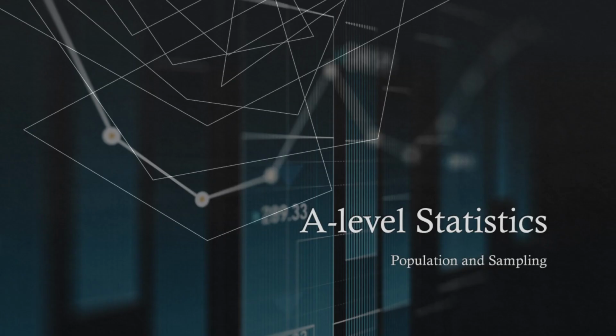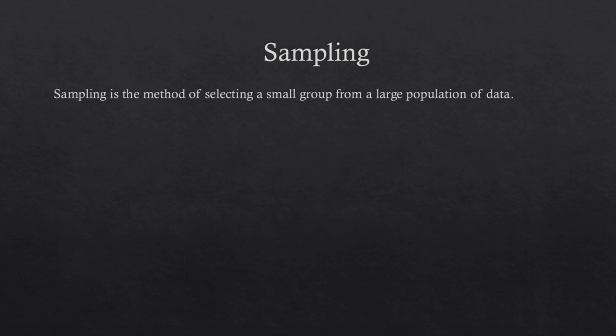So today's video, and for the ongoing week, we are going to be focusing on population and more specifically sampling. Sampling is a key part of statistics as it is how most of the data used is obtained and it's also processed. So what is sampling? Sampling is simply the method of selecting a small group to represent the large population.